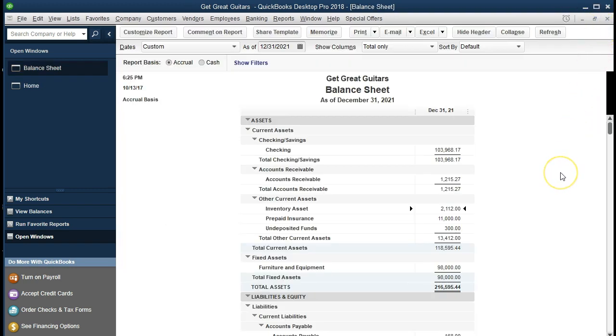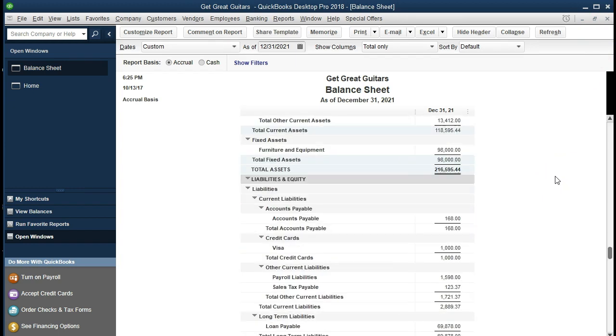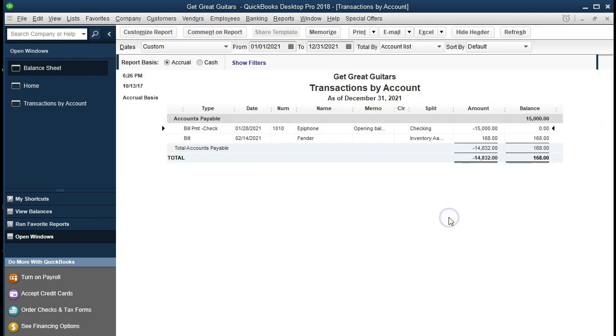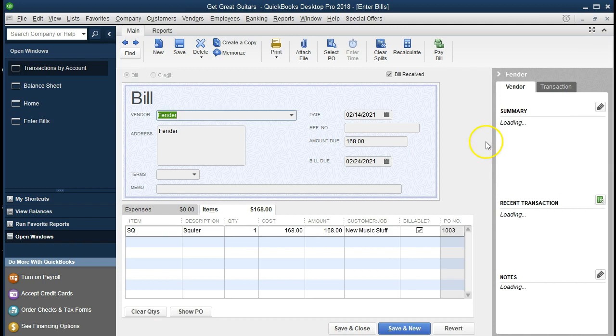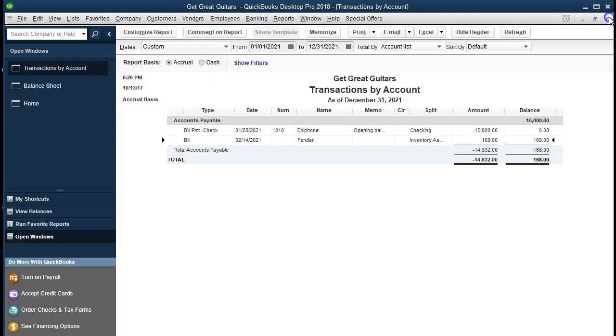The other item that we have is a payable. We haven't yet paid for it. Here's the payable. We double click on the payable. There's the payable right there. Double clicking on that. There's our bill. Closing this back out. Closing this back out.